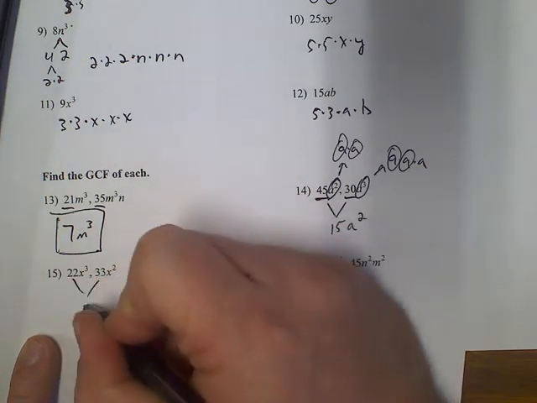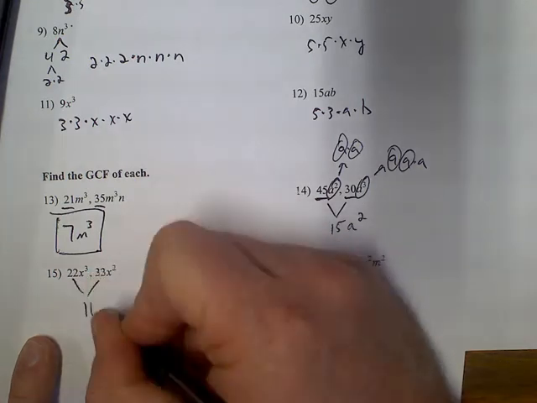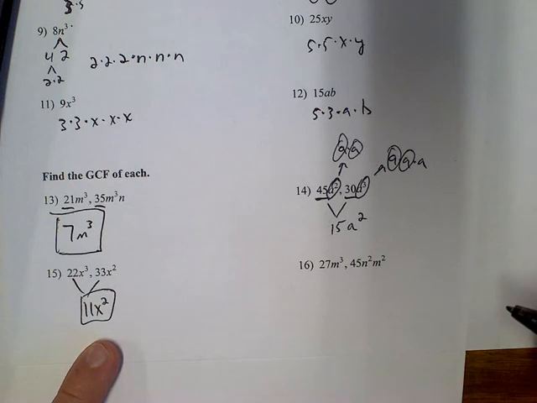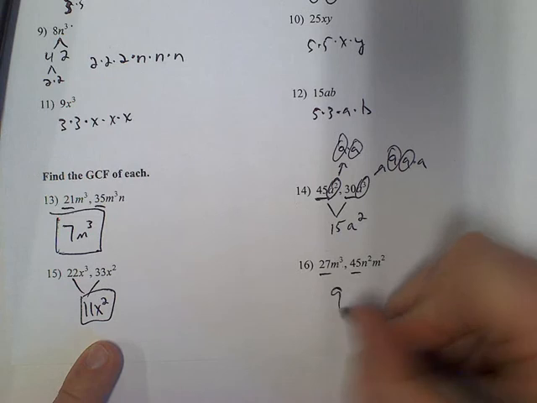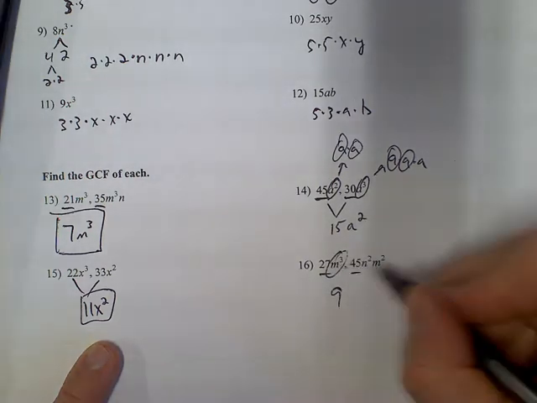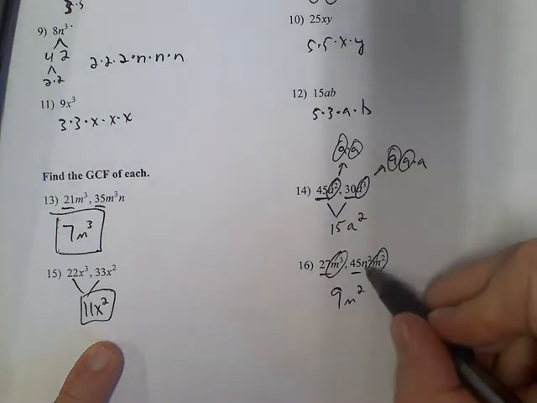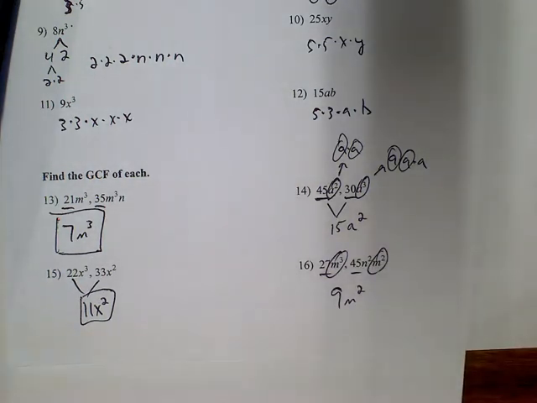22, 33 would be 11. So this would be x squared would be the largest thing that they have in common. 27, 45, I know 9 is the largest. M cubed, M squared, so I know it has to be M squared. And then they have no n's in common. So that would be my greatest common factor.